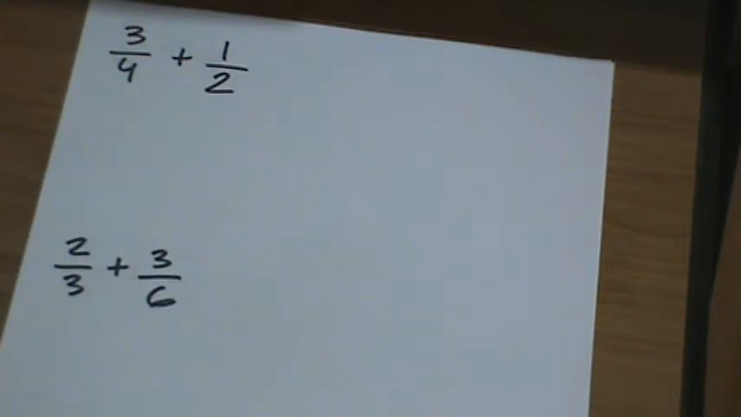So once again, we're adding fractions with different denominators. And our goal is to make these denominators the same. One way we do that is through multiplication. So let's get started right away. We're going to start off with 3/4 plus 1/2.